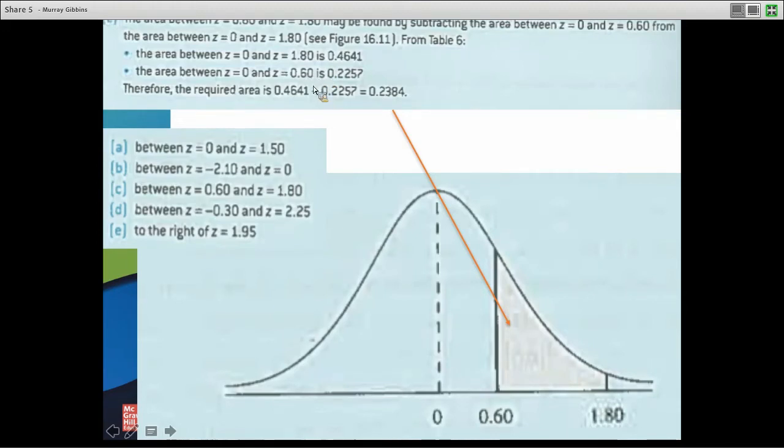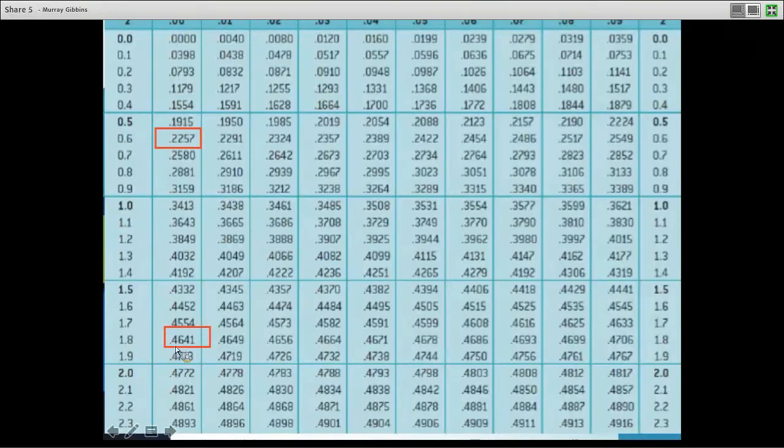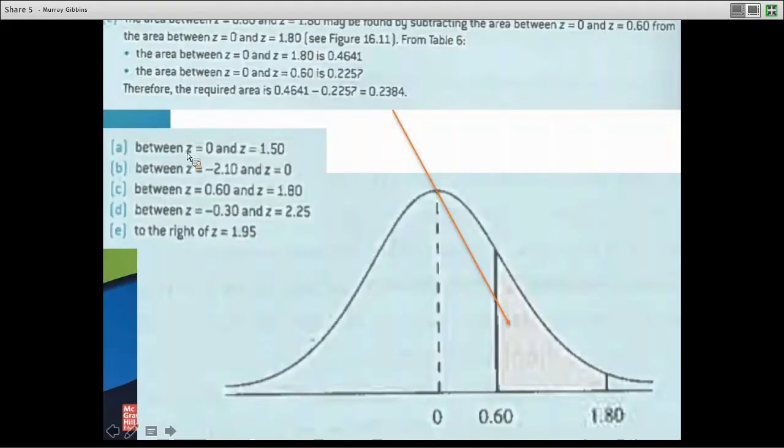Again, just checking, looking up the areas. 1.8 and 0.6 are the two areas we've got to find. So there's 1.8 at 0.4641 and 0.6 at 0.2257. So we've found the two areas, and now we're going to subtract this smaller area from the larger area to find what's left. That 0.4641 minus 0.2257 is 0.2384, 24% if you like.